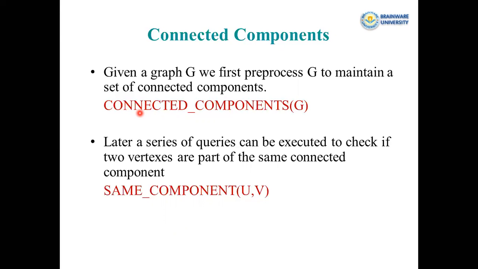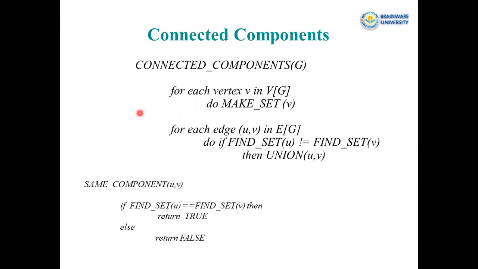After that we apply the same component. Using the same component, we find out whether two different vertices belong to the same graph or to different graphs. So first we apply the connected component with G used as a parameter, and then we find all the components of the given graph. Then we apply the same component to find out whether the two vertices belong to the same component, that means the same graph or two different graphs. If they belong to the same graph, then it will return true. If they do not belong to the same graph, then it will return false. So let's see the functions or the pseudocode.